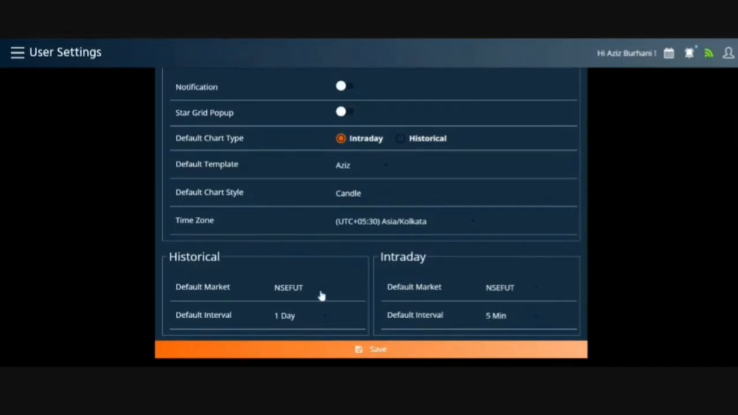For historical charts, you can select the market. You can say that, whenever I open historical charts, I want NSE as my default market, and the default time frame can be 1 day, or it can be 1 week, or it can be 1 month. So if you're a long-term trader, and if you're using weekly charts, you can set your default chart as 1 week historical chart. So every time you open the chart, the market will be Nifty, NSE. The default interval would be 1 week.